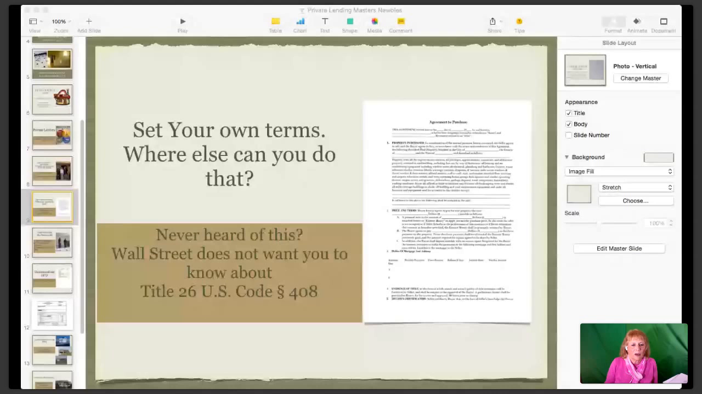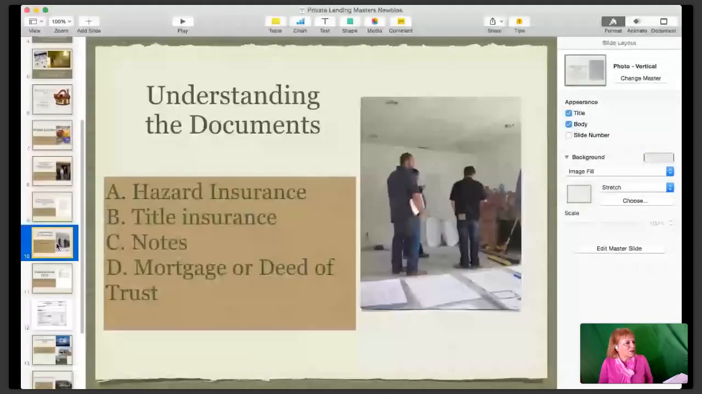So I put in here an agreement to purchase form. That's just to let you know that you could agree to purchase a piece of real estate with your self-directed IRA. So you do set your own terms. Oh, I'm sorry, I'm pushing on the screen instead of the actual PowerPoint.